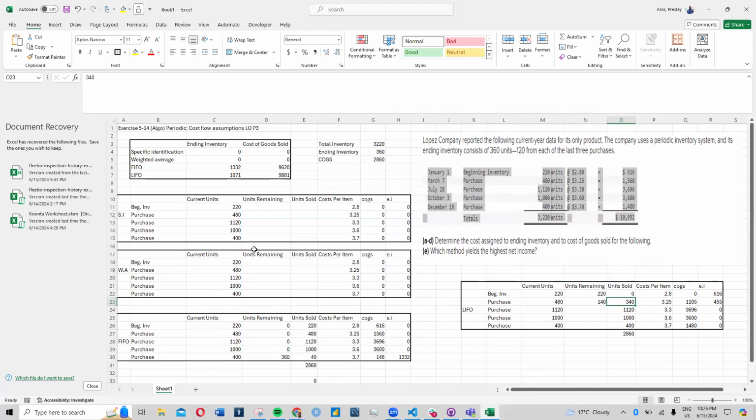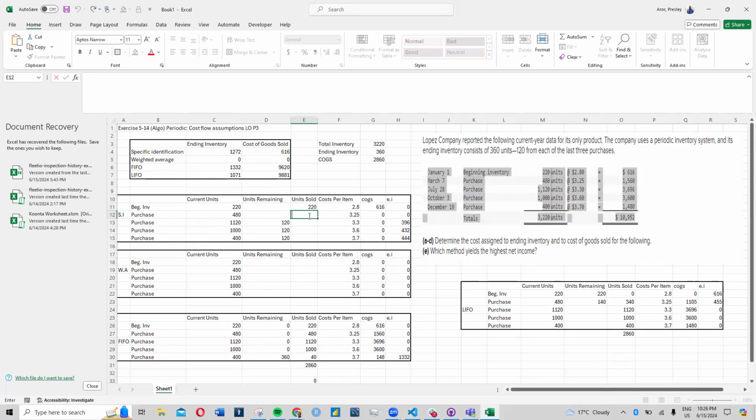And now let's go to specific identification. This is important because this is where the 120 comes in: 120 from each of the last three purchases. The last three purchases are 1, 2, 3. So I'm just going to take 120 from here, 120 from here, and then 120 from here. This is probably easier because the teacher made it easier for us with the question.